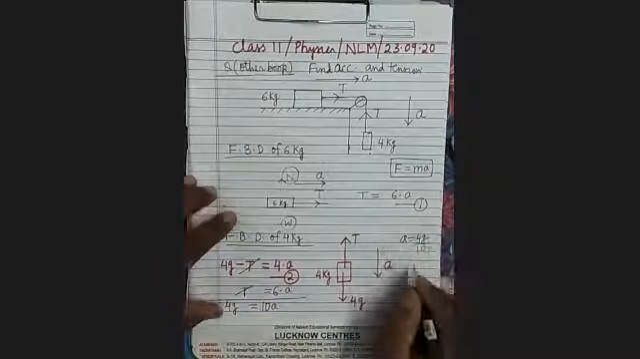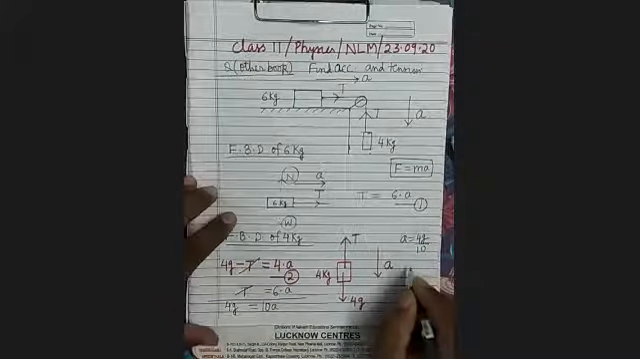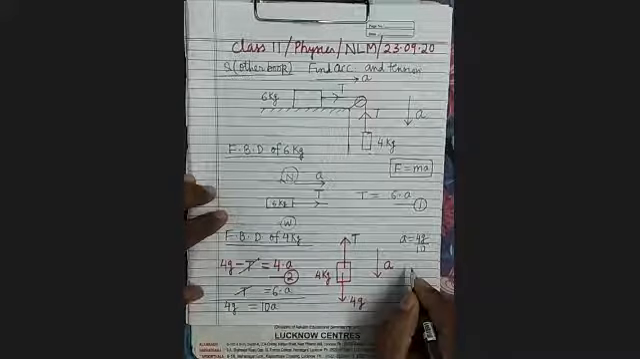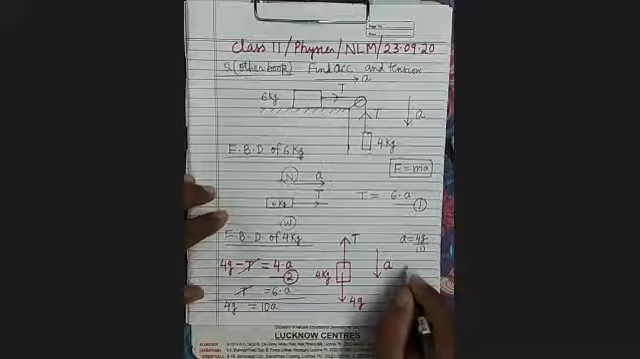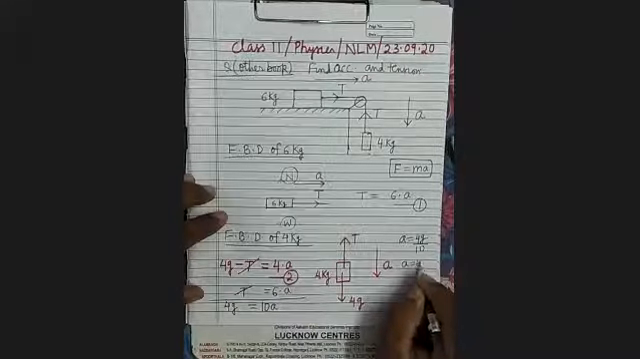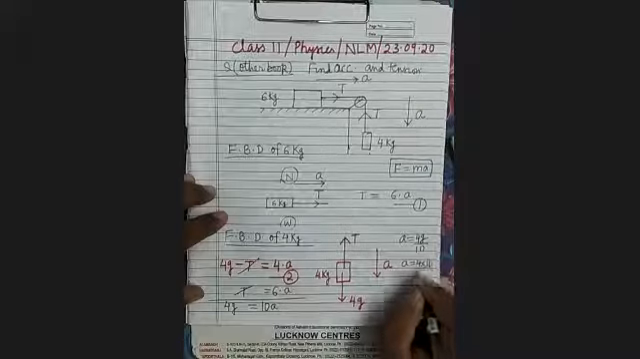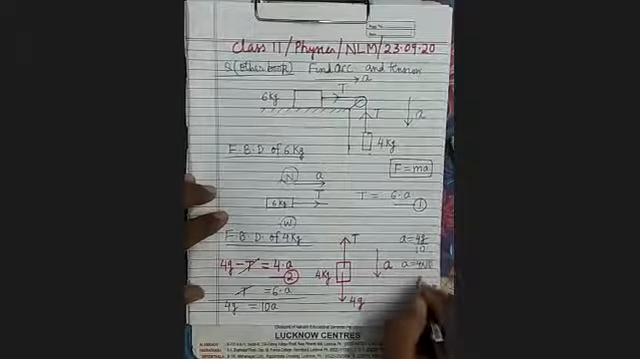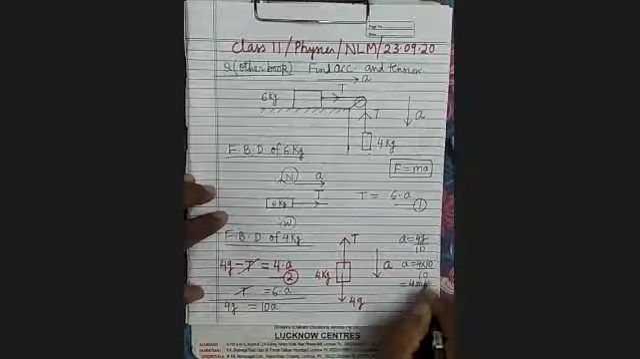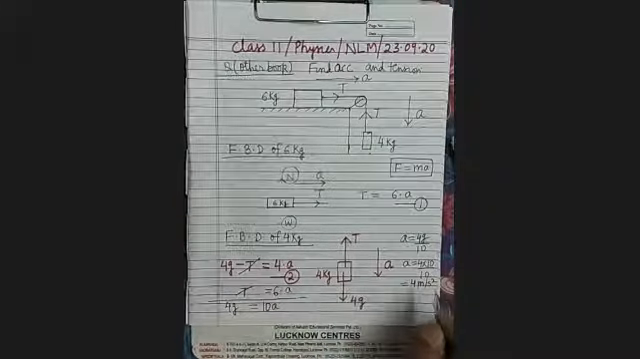If you substitute the value, I am substituting the value, how much will it come out? a equals 4 into g. You can take g equals 10, I have taken g equals 10. So it will be equal to 4 meter per second square.